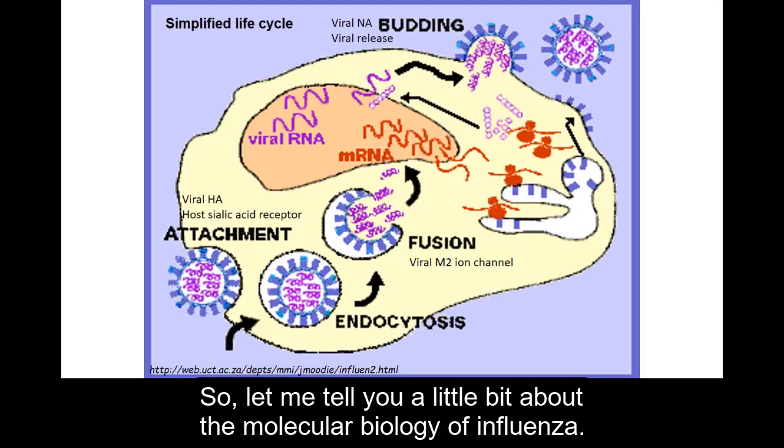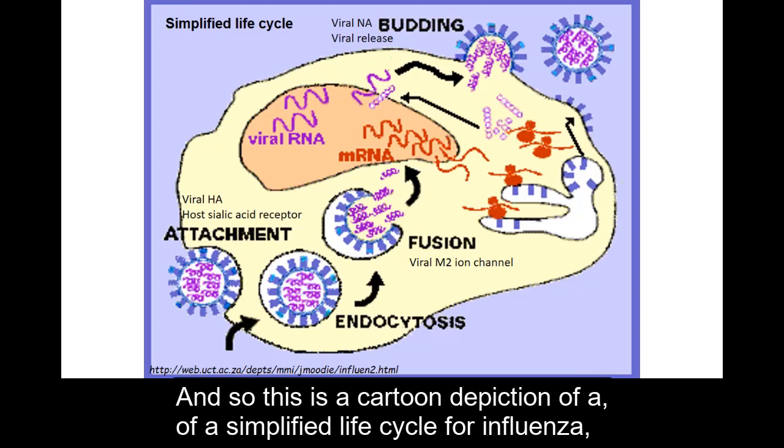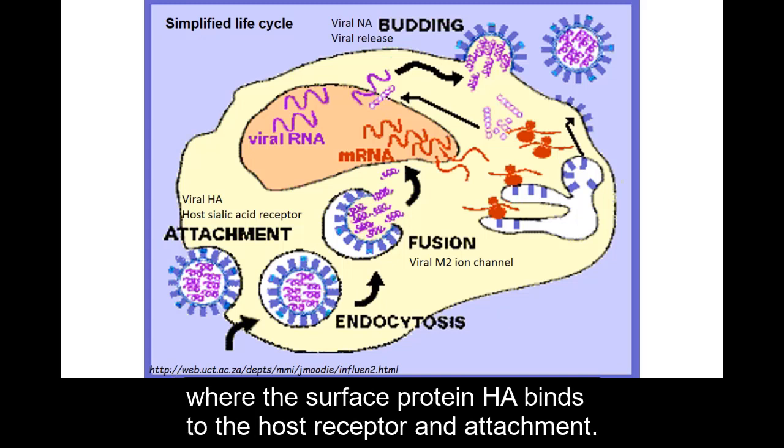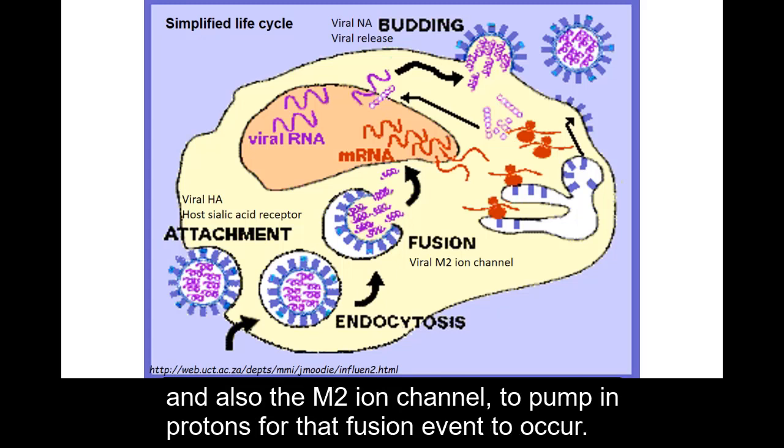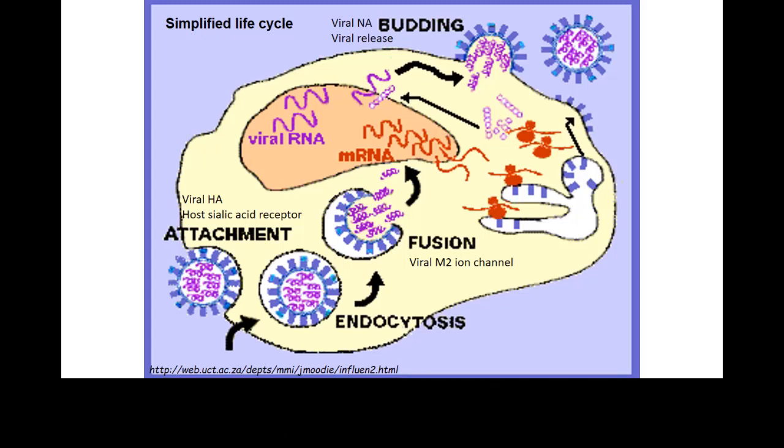So let me tell you a little bit about the molecular biology of influenza. And so this is a cartoon depiction of a simplified life cycle for influenza where the surface protein HA binds to the host receptor at attachment. And then we have endocytosis and a fusion event that requires the HA protein and also the M2 ion channel to pump in protons for that fusion event to occur.